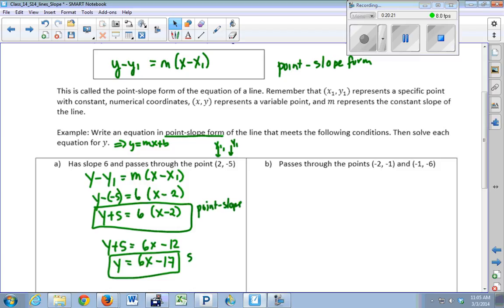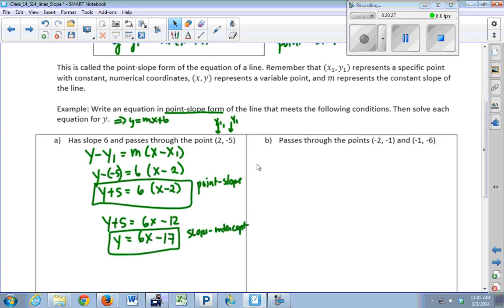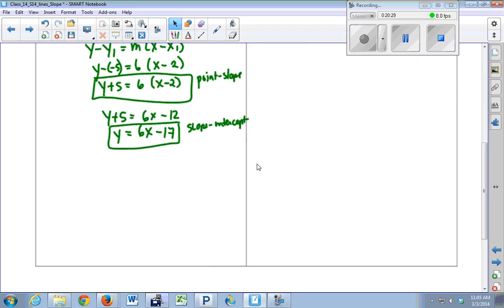So here's your point slope, and here's your slope-intercept. And the reason why they call it slope-intercept, why? Why do they call it slope-intercept? Someone other than William want to help me, Chris? All right, this is your slope just like we had before. And this value, the negative 17, is your y-intercept. X is 0, y is negative 17.